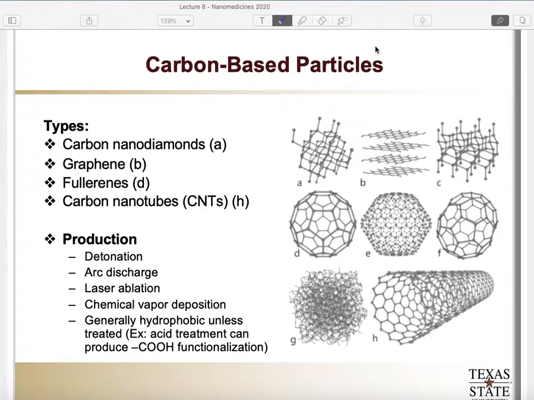The next type of nanomedicines are those that are based on carbon-based particles, of which there are very different or various types as shown here on the right-hand side. We begin with carbon nanodiamonds on A. Carbon nanodiamonds were first discovered in 1961 as a byproduct of explosions.